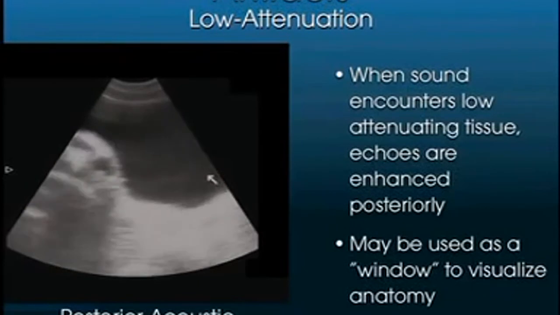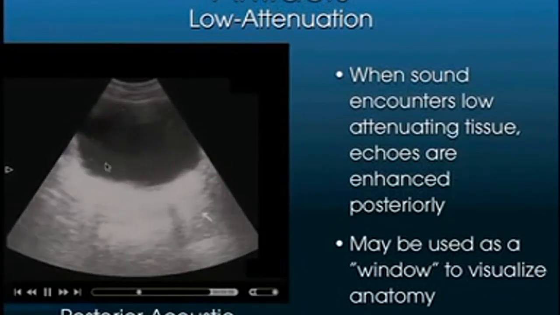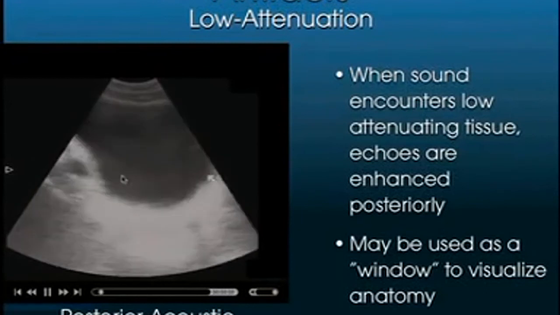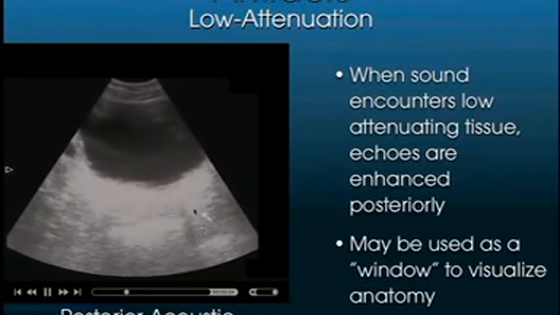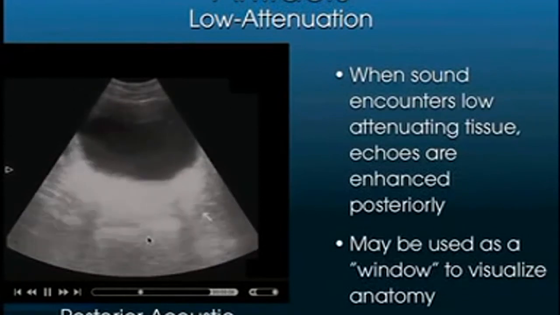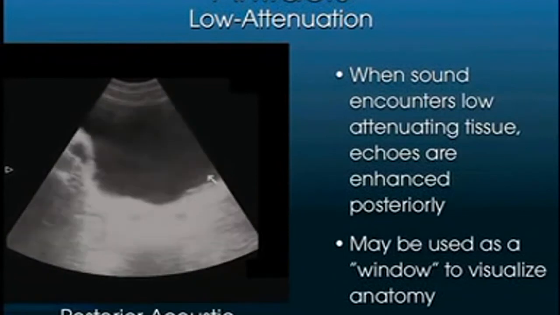See, in this example here, the anechoic bladder appears basically black on the screen, and structures behind it have posterior acoustic enhancement. Because of the low attenuating effect of the bladder, structures posterior to it are echo bright.